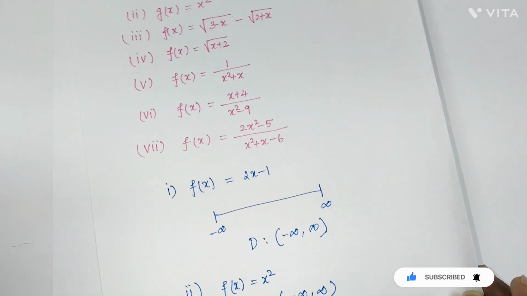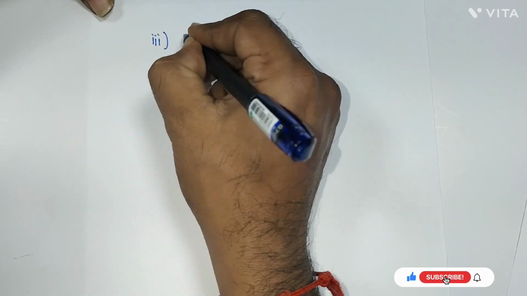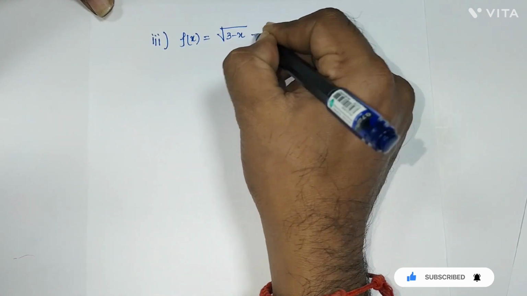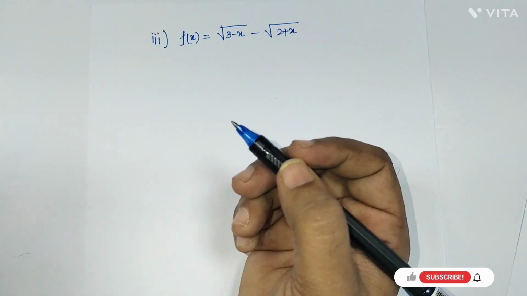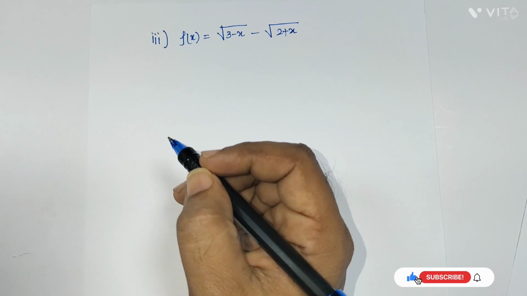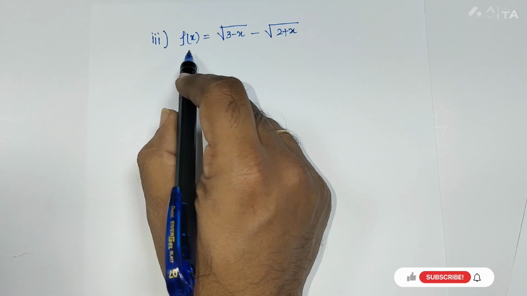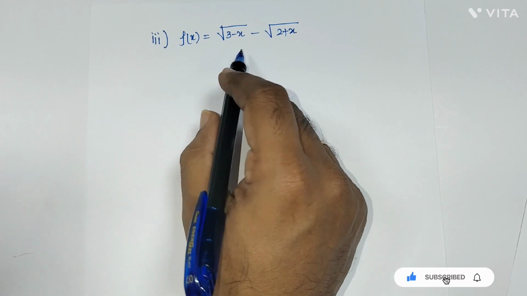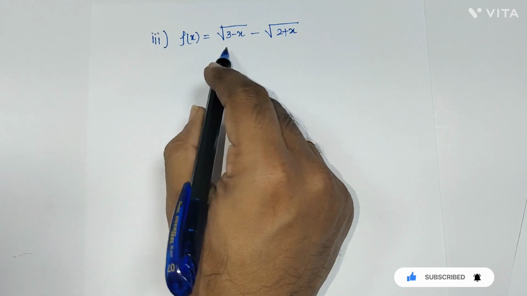And the third one is, we'll take f of x equal to square root of 3 minus x minus square root of 2 plus x. Suppose here you will have only the function in terms of 2x plus 1 or x square or minus x or whatever. You will have only one term. Now simply we can take the domain minus infinity to plus infinity. Here we couldn't take like that because you will have square root.